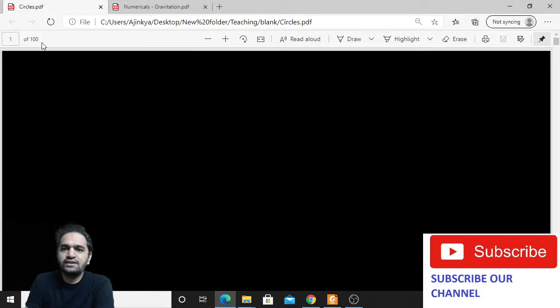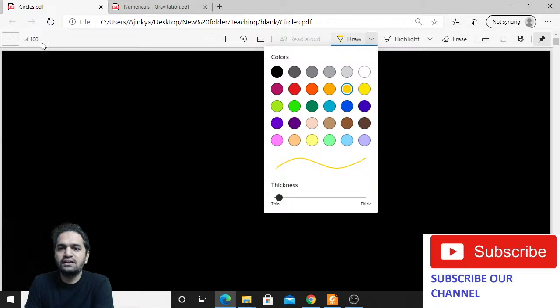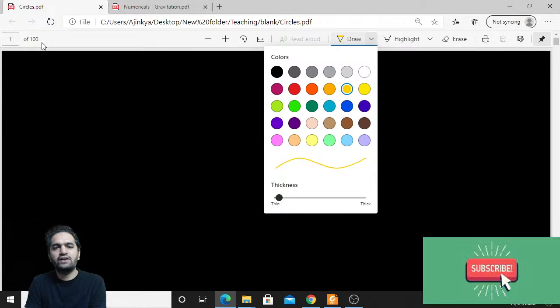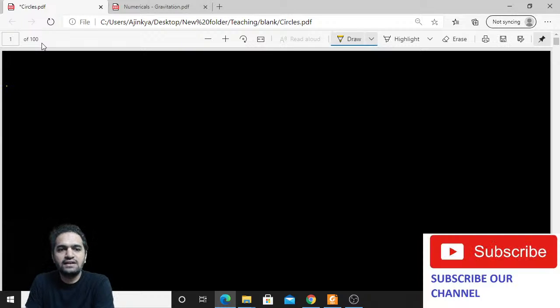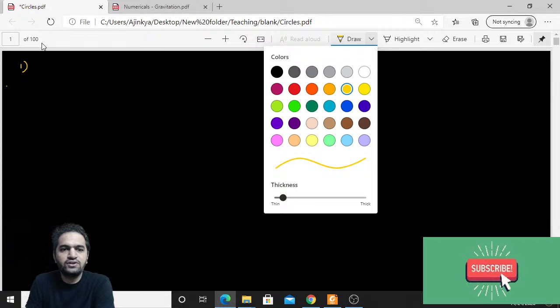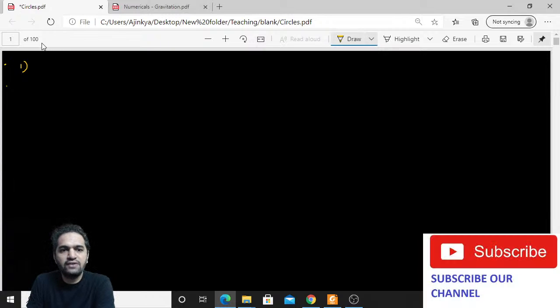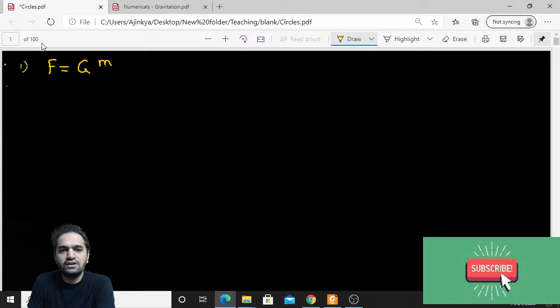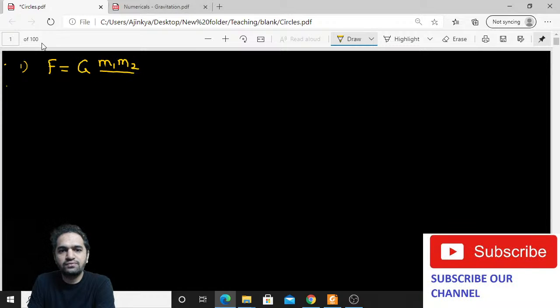Before we get into the topic, let us try to understand this first. We'll create a list of the formulas required for this lesson, and then we will actually solve our numericals. The first formula required is about force. Let me write it down. According to Newton's law of gravitation, the first formula you're going to require is F is equal to capital G into m1 m2 divided by r square.